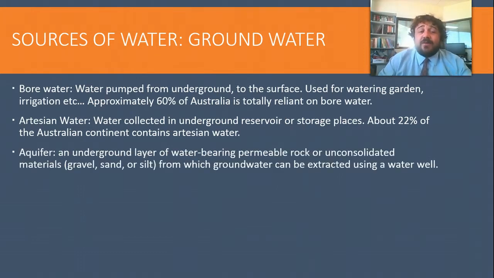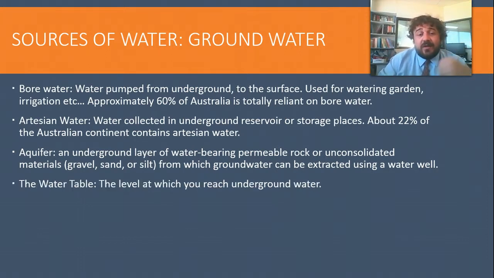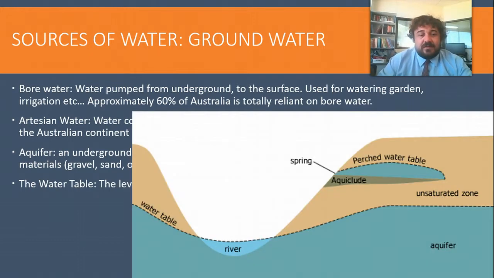An aquifer is basically an underground layer of water-bearing permeable rock. In other words, it's rock that holds water inside it, water that you can pull out, or gravel and silt as well, but also rock, from which water can be extracted using a well. The water table is basically the level at which, when you dig down, you reach water.